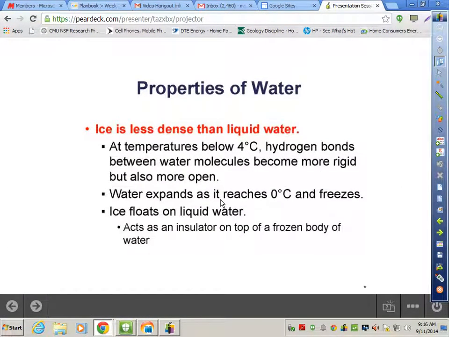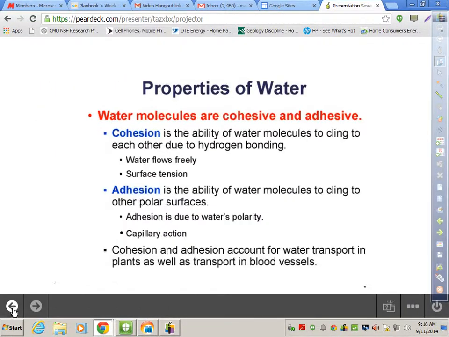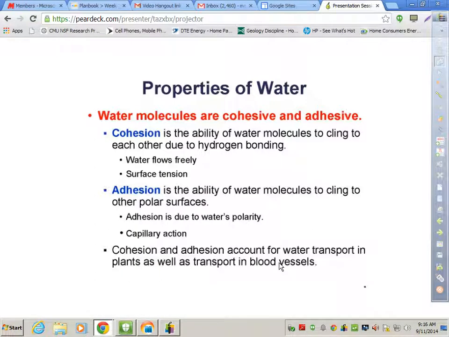So ice is less dense than liquid. Oh, did I miss some? I think I did. Every time I do that, I got to go back and remember. So that's cohesion, water to itself, right? Adhesion, what's on the back of a sticker? An adhesive, right? So something sticking to something else is adhesion.